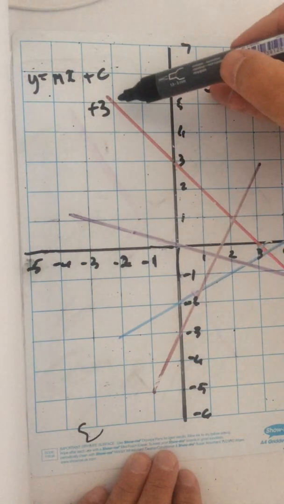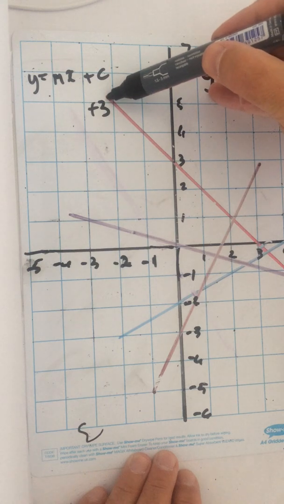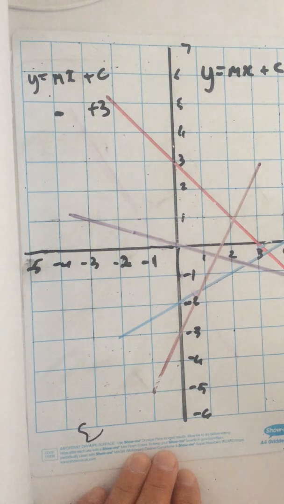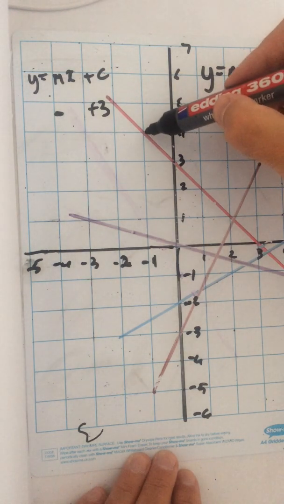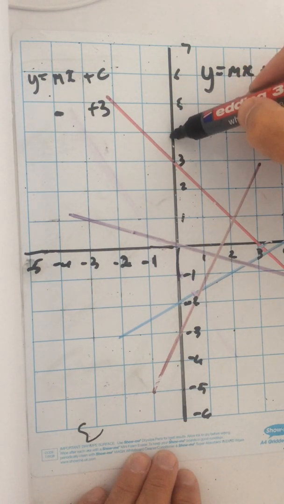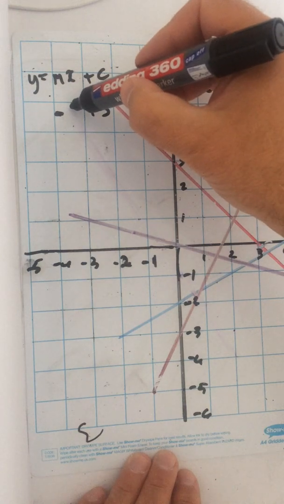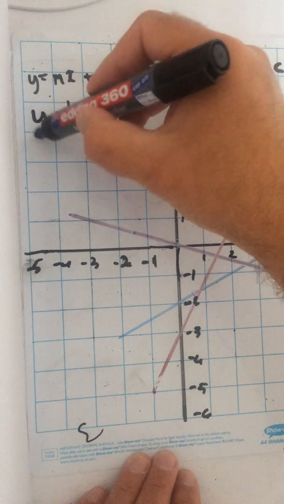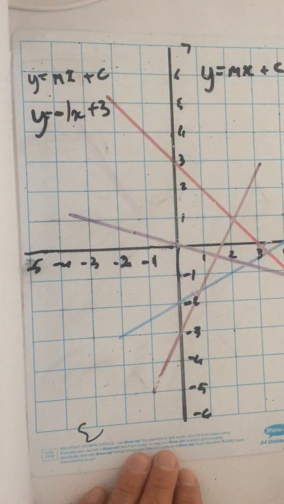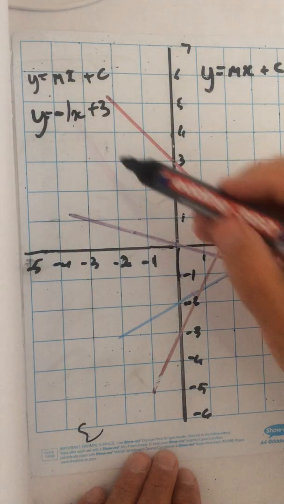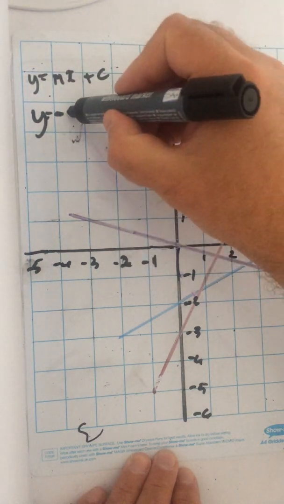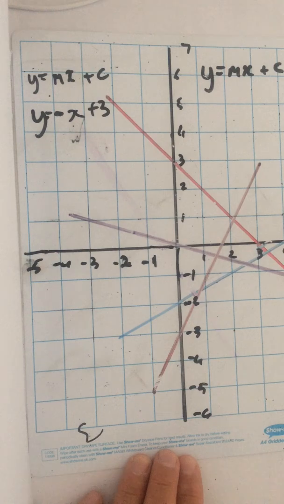Let's look at the gradient. First of all, I can see it's a downward gradient, so I know it's going to be a negative number. For 1 across, it's 1 down, isn't it? So it would be minus 1x. So y is equal to minus 1x plus 3. Now I don't need that 1, do I? We're just going to call it minus x. So this one is y equals minus x plus 3.